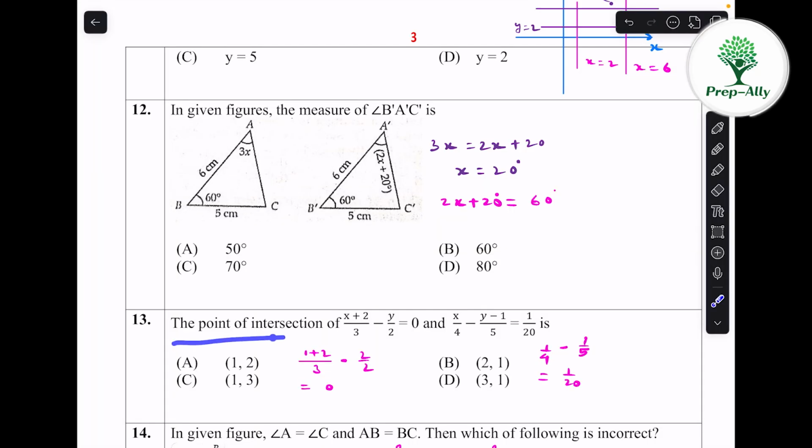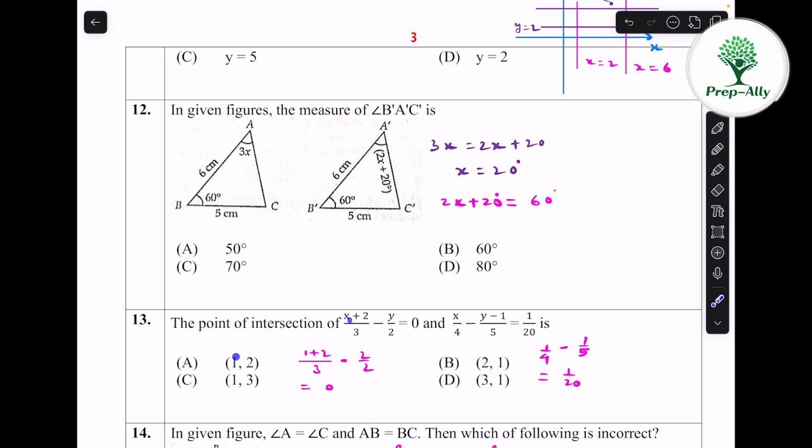Yeah, see how to solve this question. The question is what? Point of intersection of this one and this line is what, right? So see here now, either I can solve these two equations and find the values of x and y, but what I'm doing, I will check from the options, right?